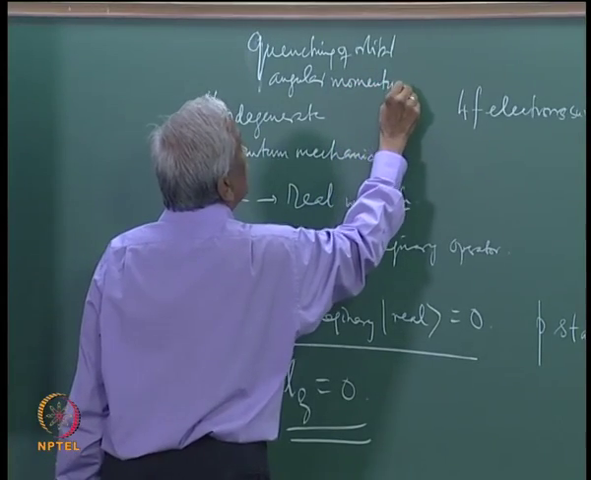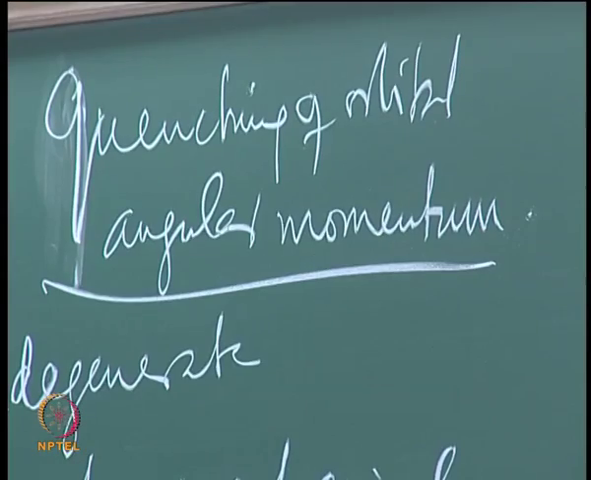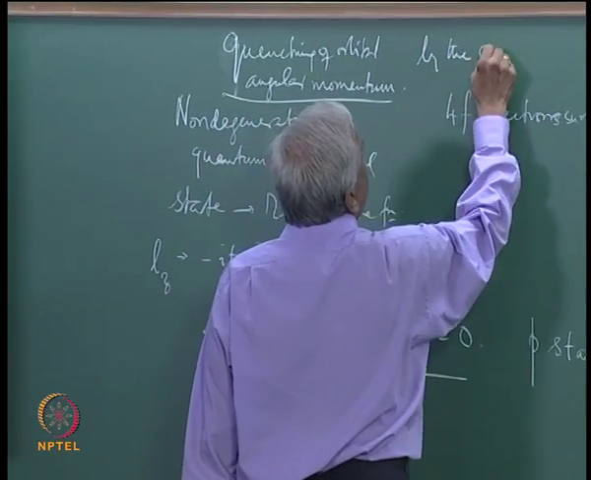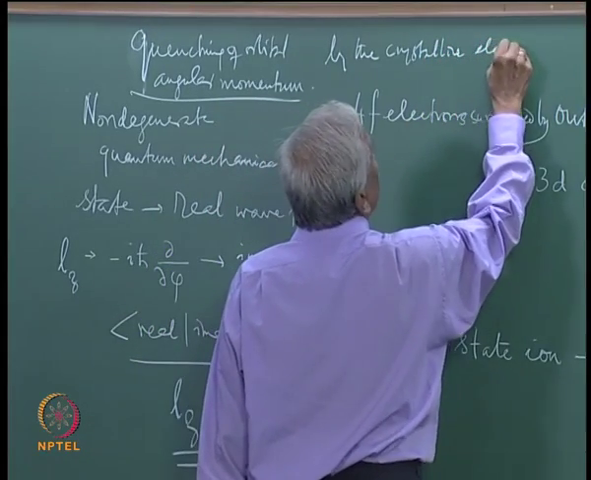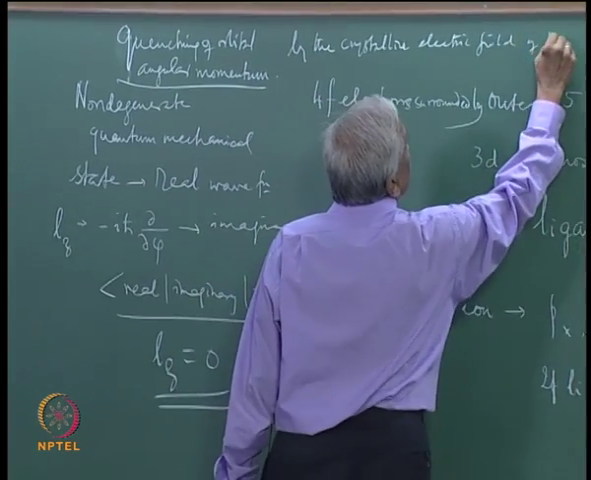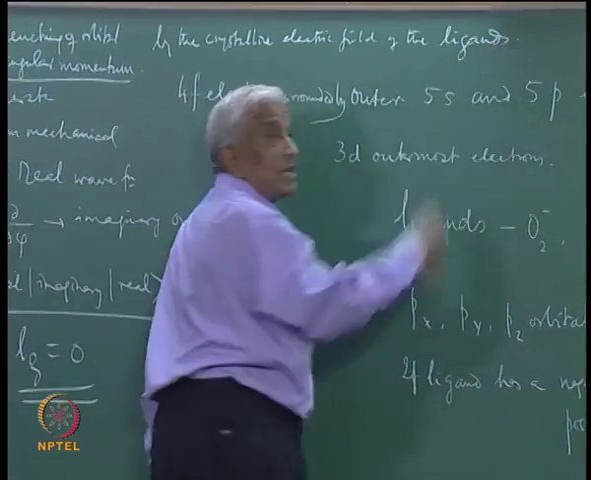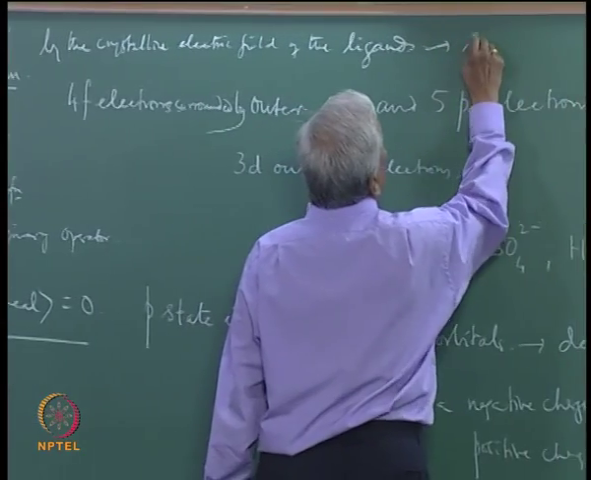So, this is a very famous phenomenon, namely that of the quenching of the orbital angular momentum by the crystal field, the crystalline electric field of the ligands. So, when the orbital angular momentum is quenched, it does not any longer contribute to the magnetic moment, and we have only a spin only magnetic moment.